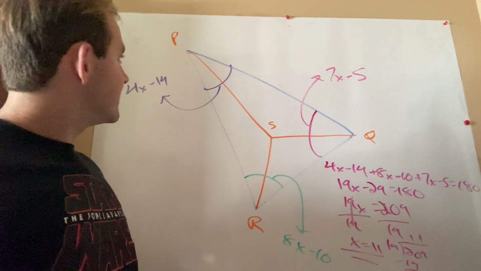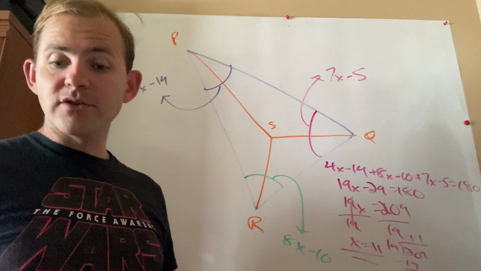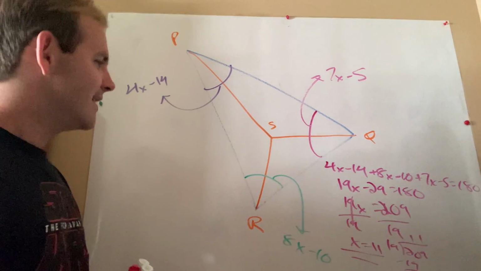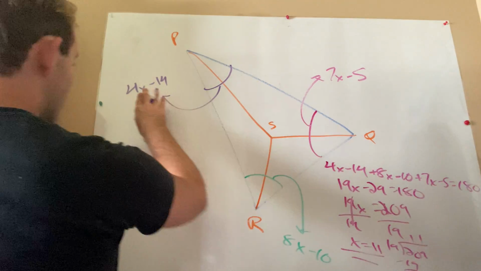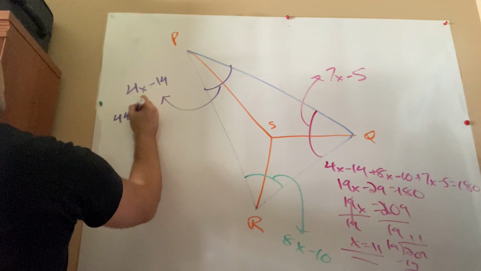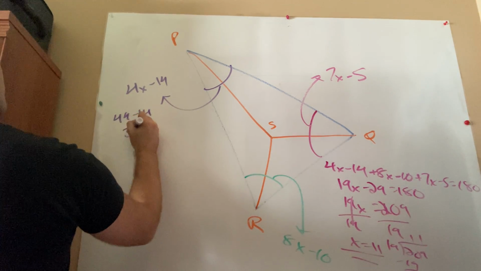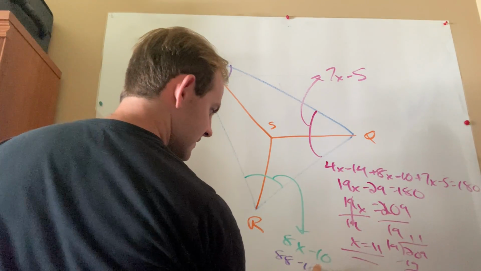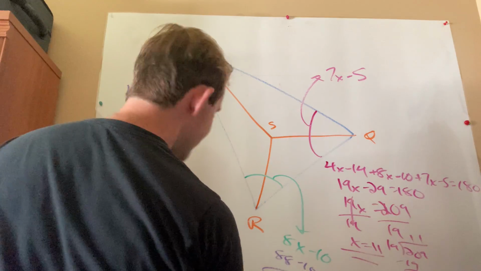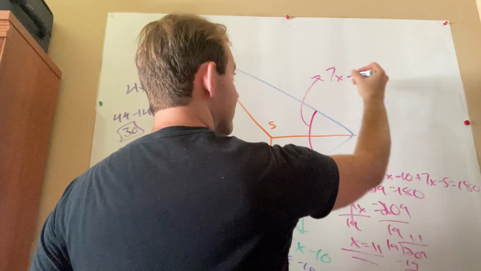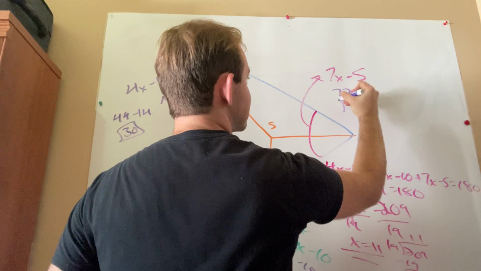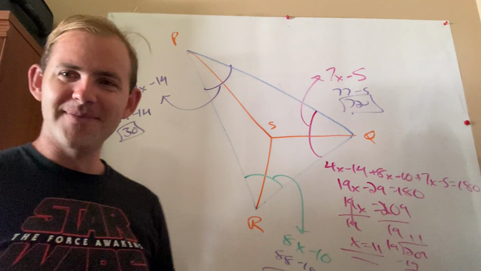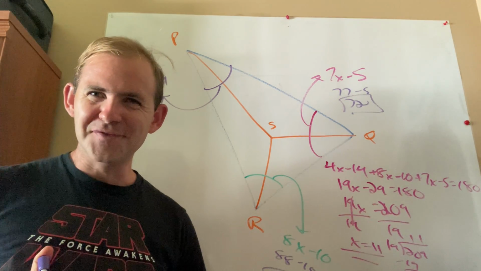How do you think I would find each one of those angles in the corners? All I have to do is substitute back in. So I'm going to take that 11 and plug in over here. That's going to give me 44 minus 14, which is 30. Over here, 88 minus 10 is going to give me 78. And over here, 77 minus 5 is going to give me 72. And if I actually do check to add those all up, I'll be good. All right, so far so good, right?